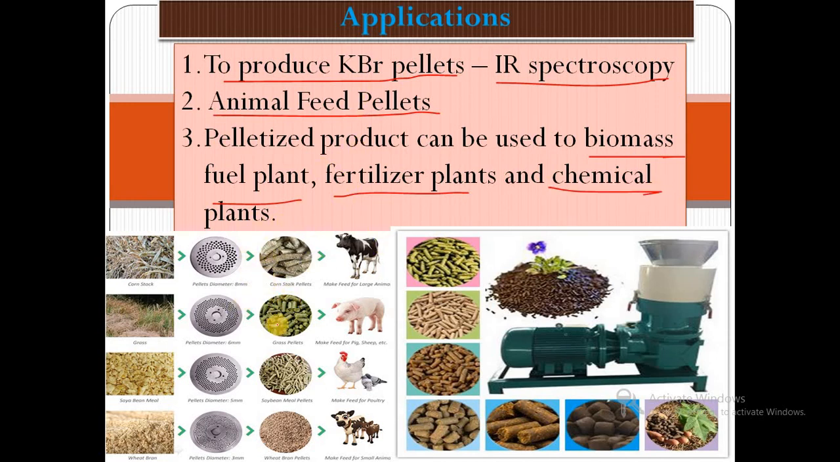These are examples of animal feed pellets. This is the drum. Using corn stalk we can prepare corn stalk pellets. From grass we can also make grass pellets. So these are various examples. These are animal feed pellets, and these are the shapes of the pellets. These are also different examples of pellets that are useful to animals.